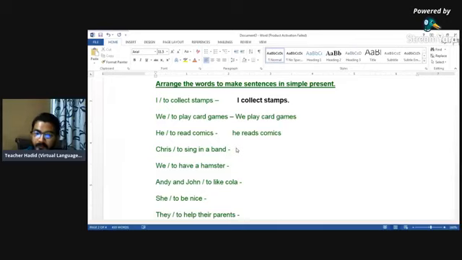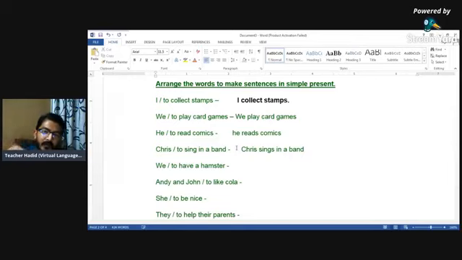Anyhow, moving forward. Alright, the next is Chris to sing in a band. So the right sentence should be, okay, first of all, I have to think. I'm giving you 5 seconds to think, and then we are going to write. 1, 2, 3, 4, 5. So the correct sentence should be Chris sings in a band. If you say Chris sing in a band, it will be wrong.